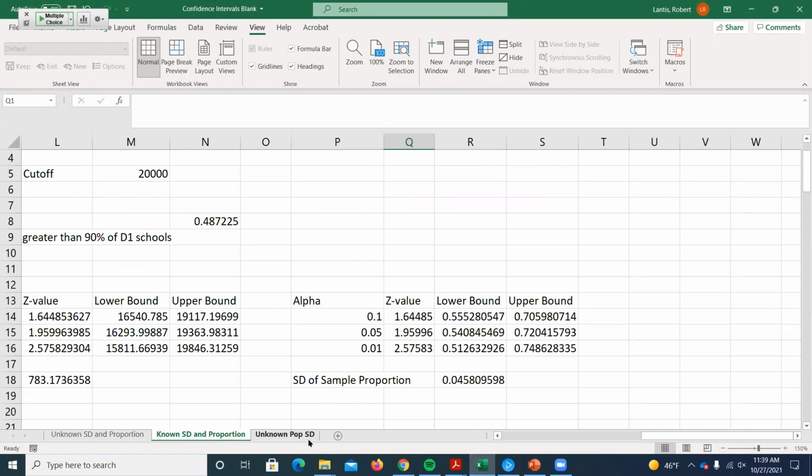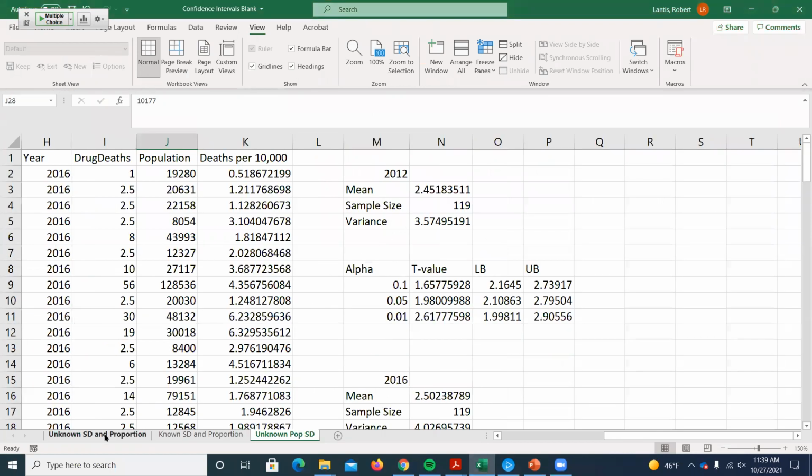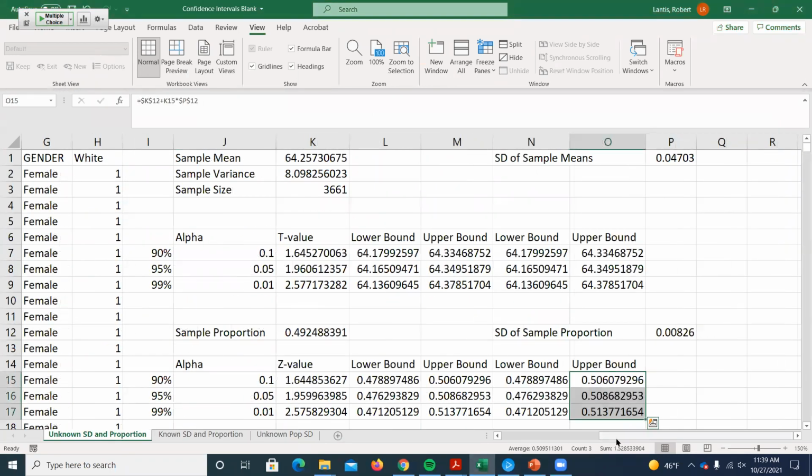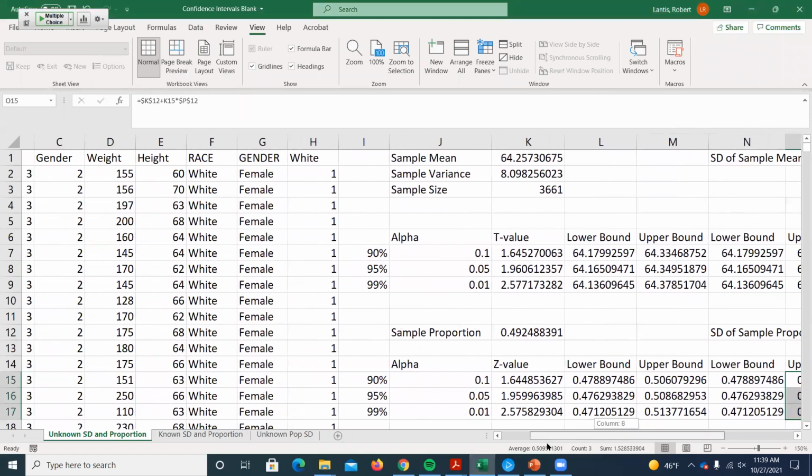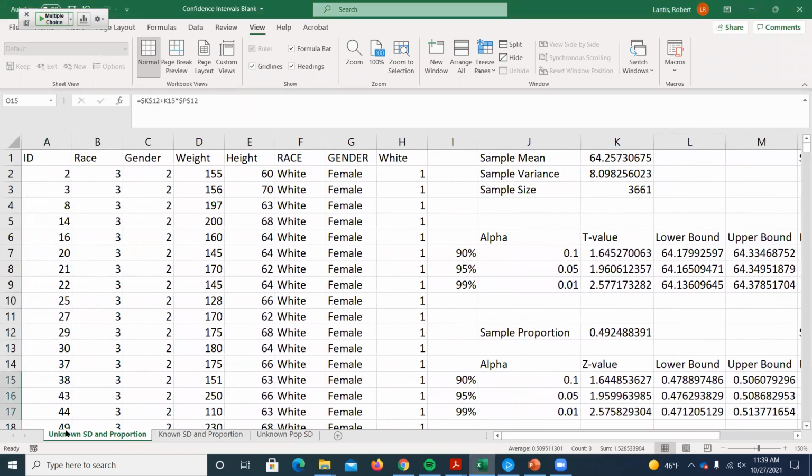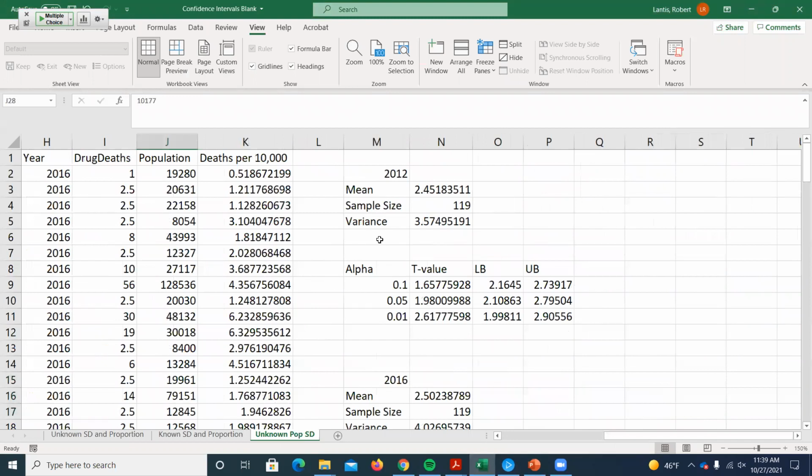So I've got two examples here. I can't remember which one I think is more interesting. Well, I use height all the time, so let's use something else, right? So here I've got some drug death data. So this last sheet, unknown population SD. So here, we don't know the population standard deviation.